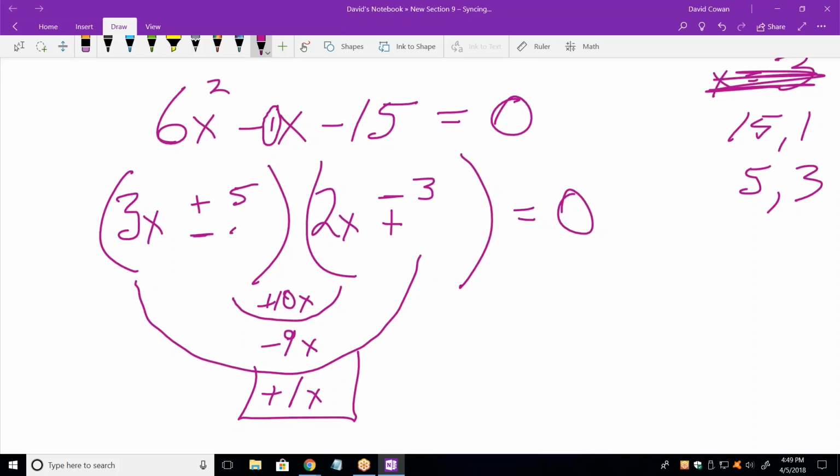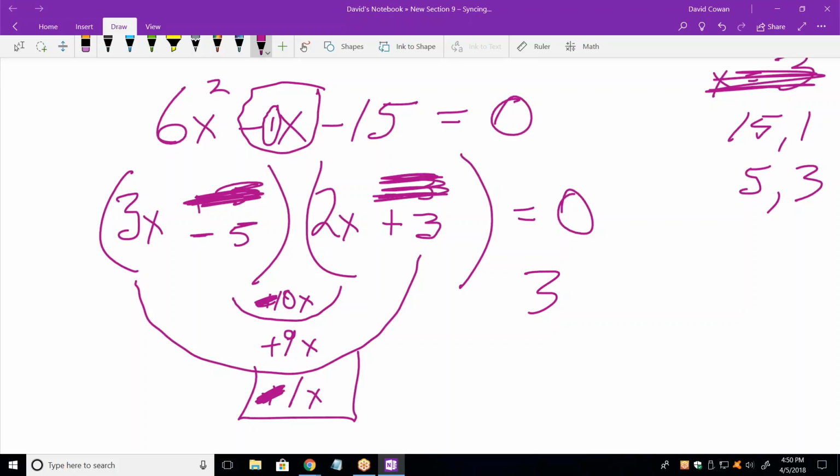So move the 5 down to there. Move the 3 down to the positive sign. And now this will be a minus 10x. That'll be a plus 9x. Add them together, I get my minus 1x, and that is my middle term. I have my answer, 3x minus 5 times 2x plus 3.